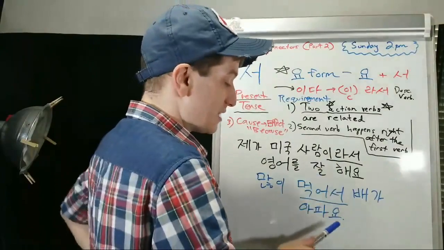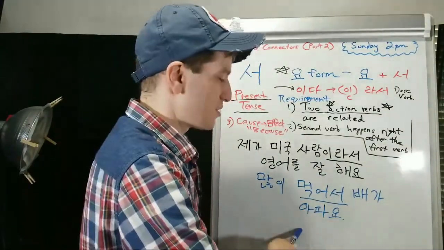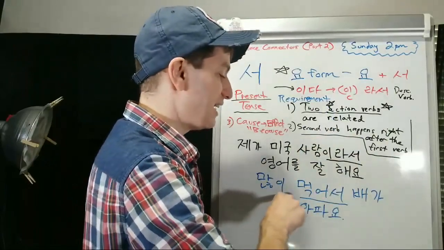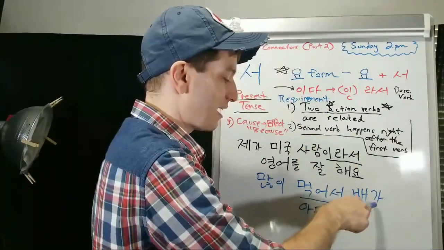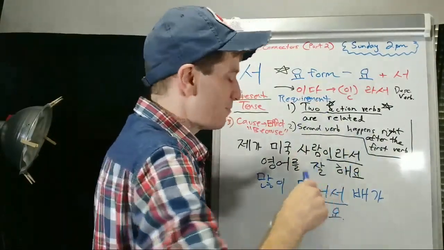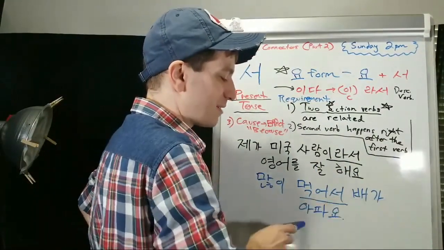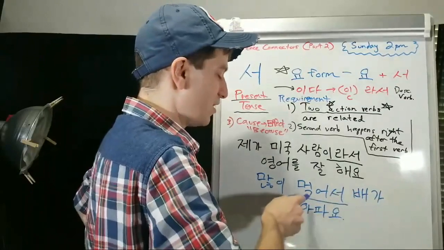Now notice that this is a descriptive verb, 아프다, to be hurt. So it clearly is not going to show that one action is happening after the other. You're not eating a lot and then immediately after eating a lot, your stomach hurts. Well, you could think of it that way, but what it actually means is the cause of me eating a lot affected my stomach hurting. The cause of my stomach hurting was I ate a lot.